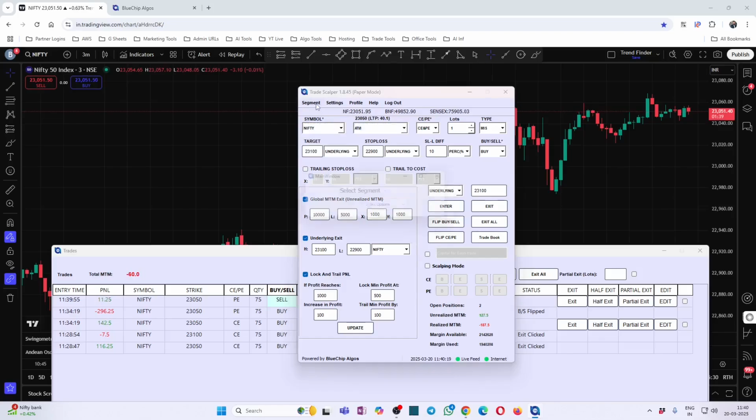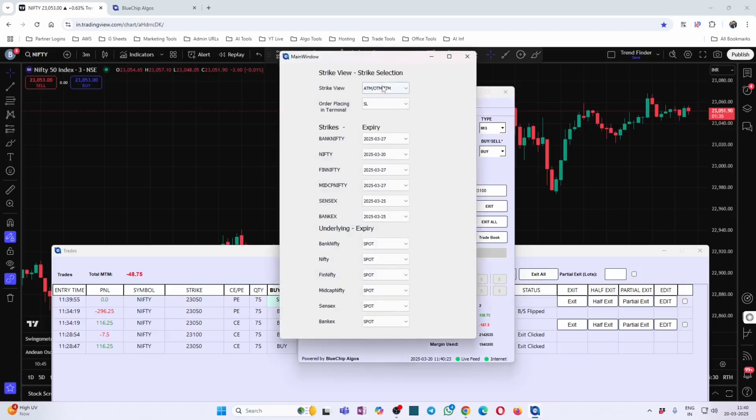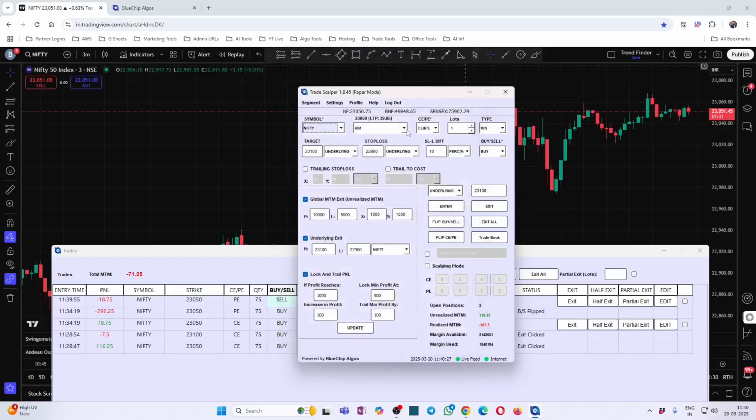One is segment, where we have added commodities and equity. Second one is distance from ATM or absolute strikes. You can choose whatever you want. And then the third one is CE and PE. Now, the most important feature that I'm going to show you is scalping mode.